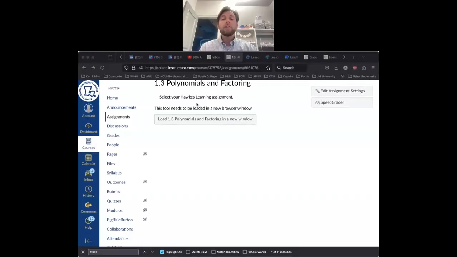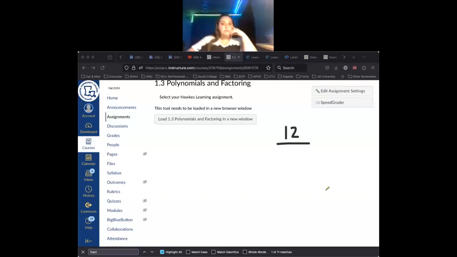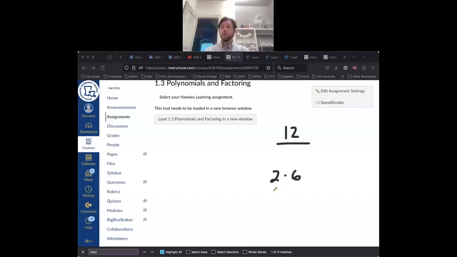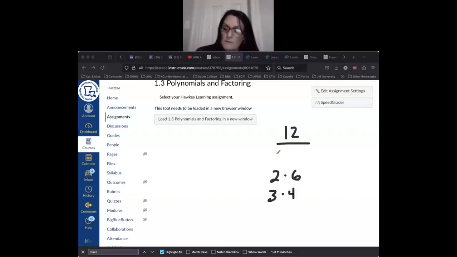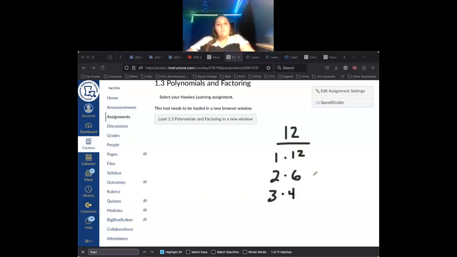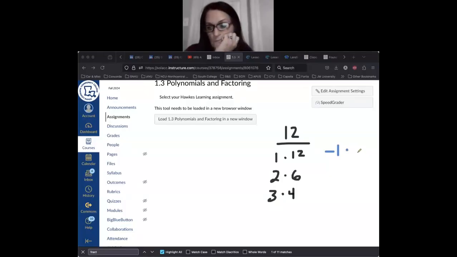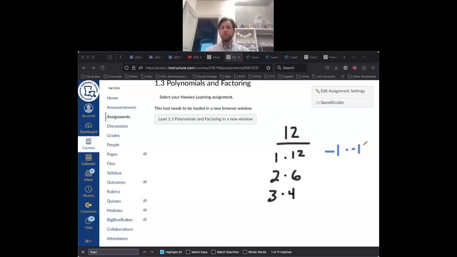Okay, before we get into factoring polynomials at least, let's talk about what factoring means. So let me ask you a number. What numbers multiply to give me 12? 2 and 6, perfect. Anything else? 4 and 3. So I'm going to say 3 times 4. 1 and 12. Any other numbers? Negative 1 times what? Negative 12. Remember, 2 negatives give you a positive.